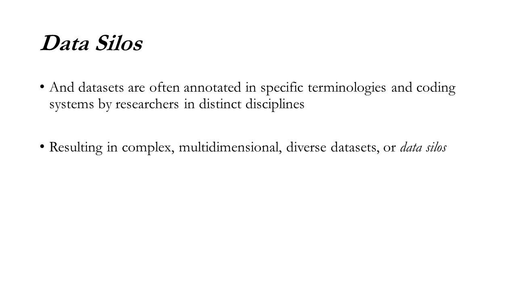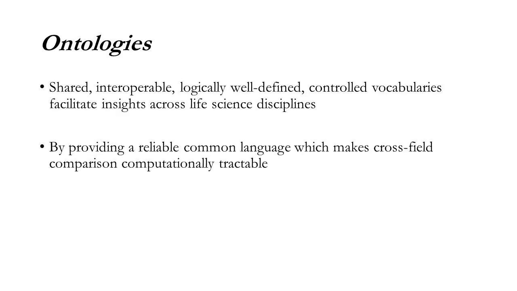Computers are dumb. They do exactly what you tell them to, and if you code data sets in two different languages, unless you have a translator between them, you're not going to be able to support automated reasoning across those data sets. It's been well known that ontologies, shared, interoperable, logically well-defined controlled vocabularies, can facilitate this sort of computer interoperability. In life science disciplines, they have provided a common, reliable language for making cross-field comparisons.